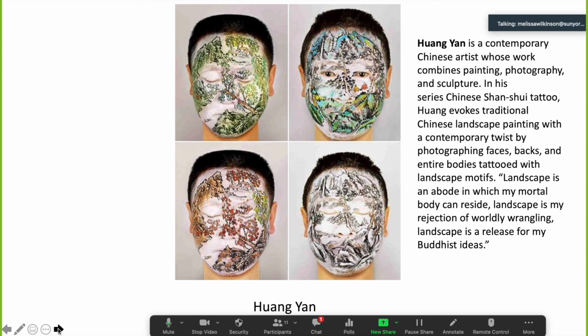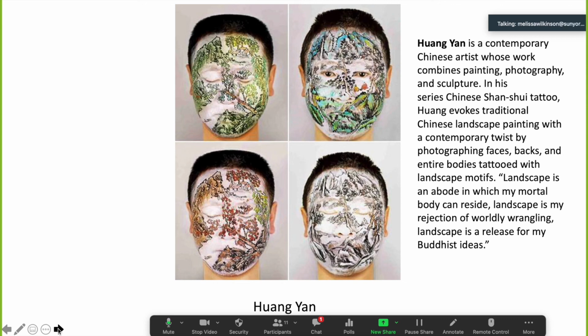So he did this series called the Chinese Shanshui Tattoo. And what he does is he takes traditional Chinese landscapes and he paints them on faces and backs and bodies as a means to sort of investigate time. And what we see here is a self-portrait. This is him. And we see, obviously, his hair is a little bit different. And so he's actually painting these onto the figure in and during the seasons. So he's got spring, he's got summer, he's got fall, and he's got winter.